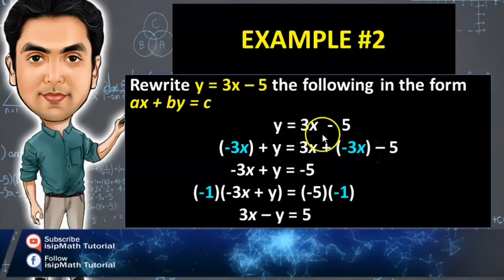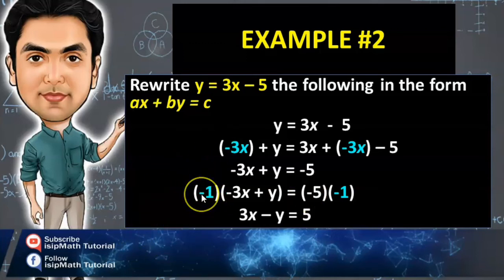Ma-eliminate natin si positive 3x at saka si negative 3x. So therefore, si negative 5 na yung maiwan sa right side. Sa left side naman, so magiging negative 3x plus y. So ganito na siya, negative 3x plus y equal to negative 5. So since sa ating standard form, si ax ay positive, tapos dito si 3x is negative, so using the multiplication property of equality, we will multiply both sides by negative 1.